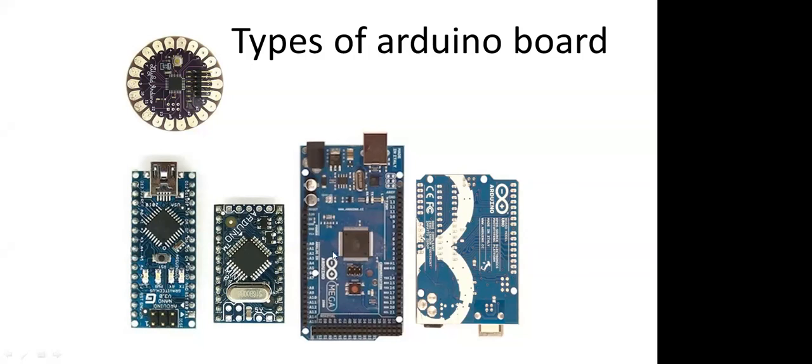If you need more input output pins, because the Arduino Uno has only 14 digital pins, but you want to connect more sensors, you can use this Arduino Mega board, which has 58 pins. If you want to make a small project, or you want to decrease the Arduino size, you can use this Arduino Pro Mini. Sorry, Arduino Nano.